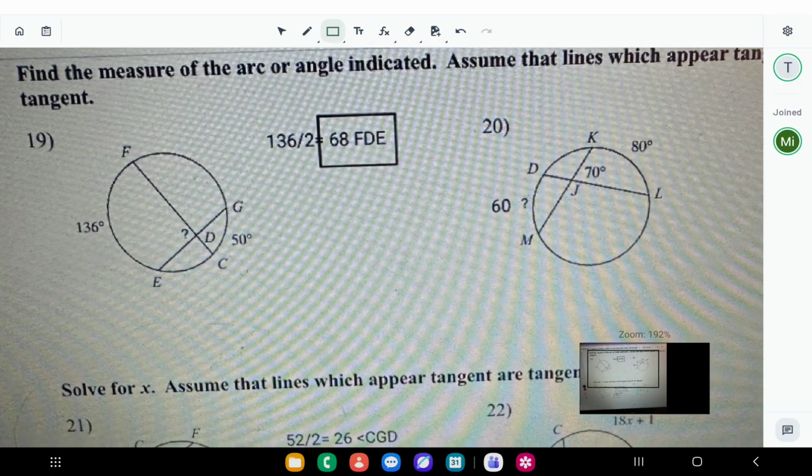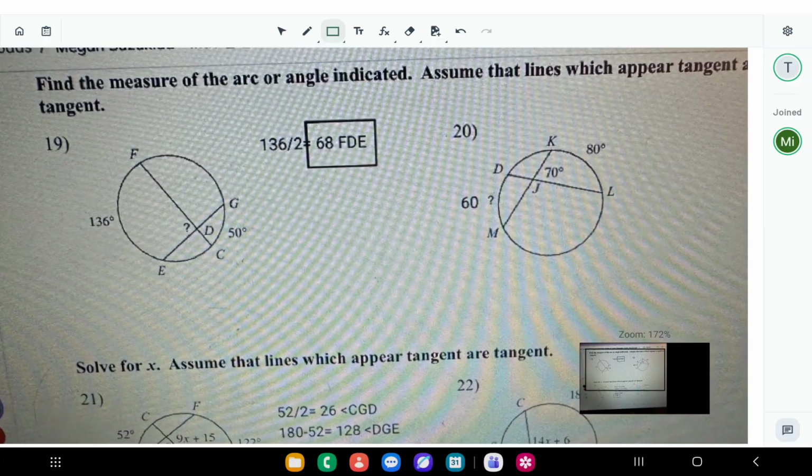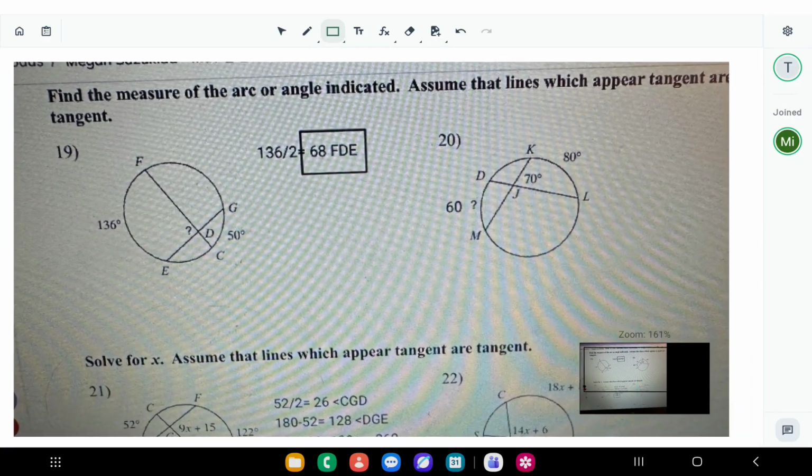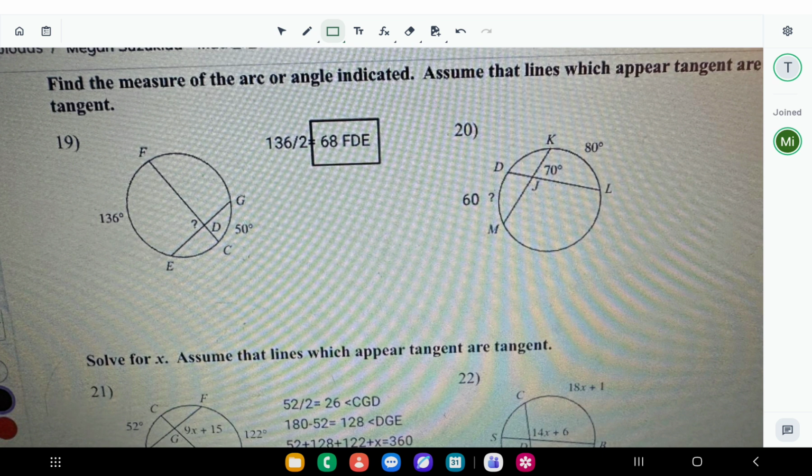Okay, find the measure of the arc or angle indicated. Assume that lines which appear tangent are tangent. So we're given here two chords, FC and GE. These are the chords. And we need to find this angle, FDC.